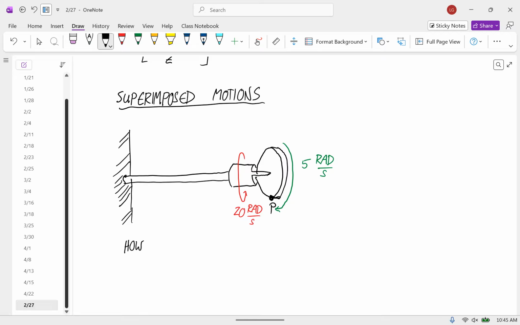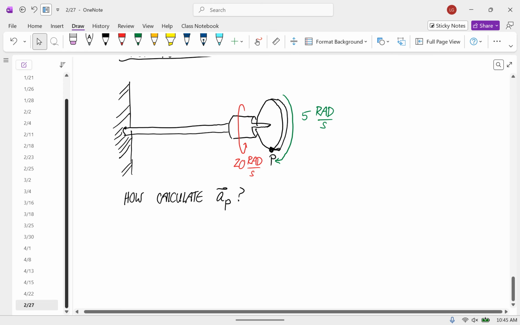Yep. Is that whole bar just fixed? The bar is fixed and just the added on thing spins. So we want to calculate the acceleration of that point P.